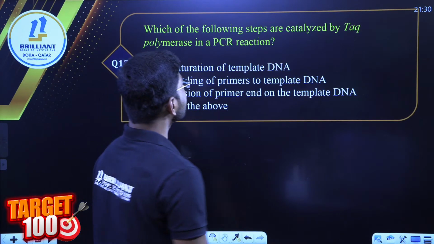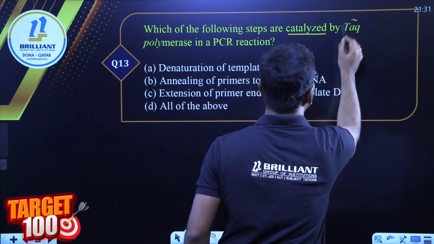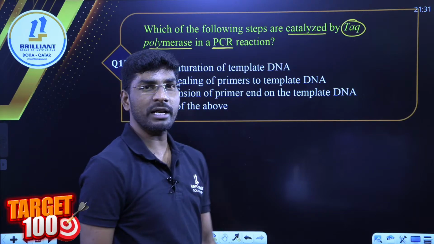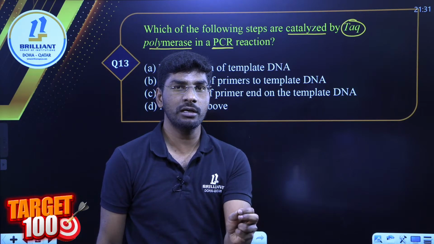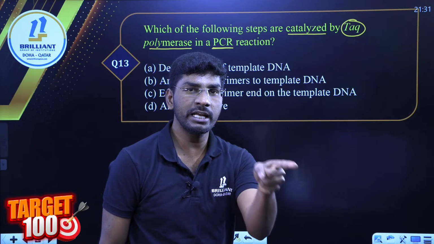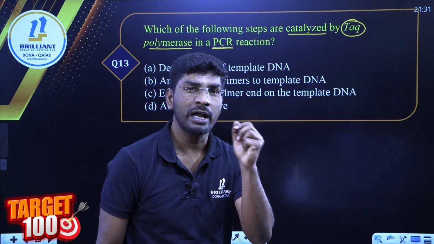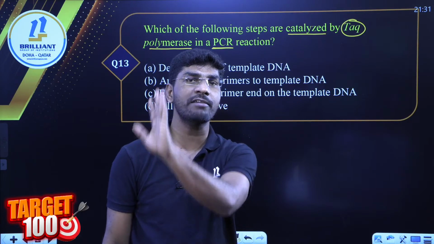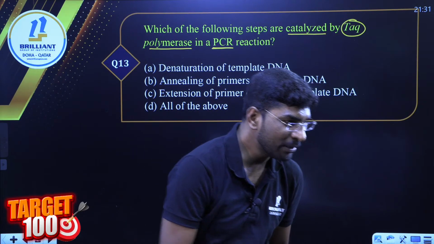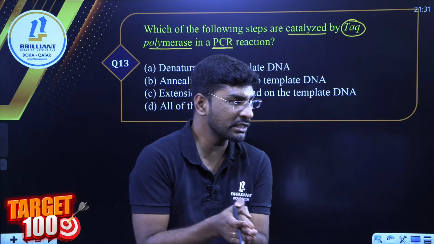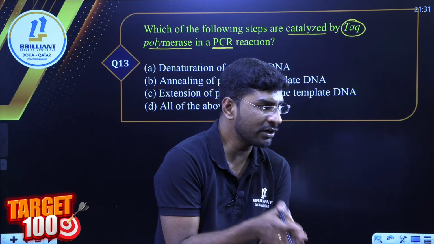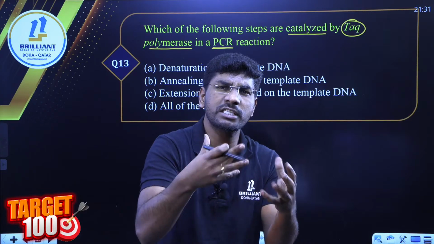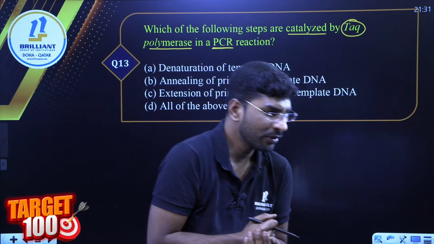Which of the following steps are catalyzed by Taq polymerase in the PCR? Polymerase chain reaction has 3 steps: denaturation, annealing, extension. A question: who discovered PCR first? Who got the Nobel Prize, and who made the first discovery of this PCR?